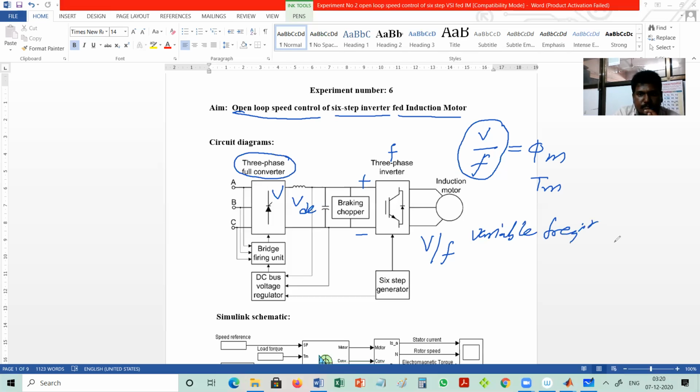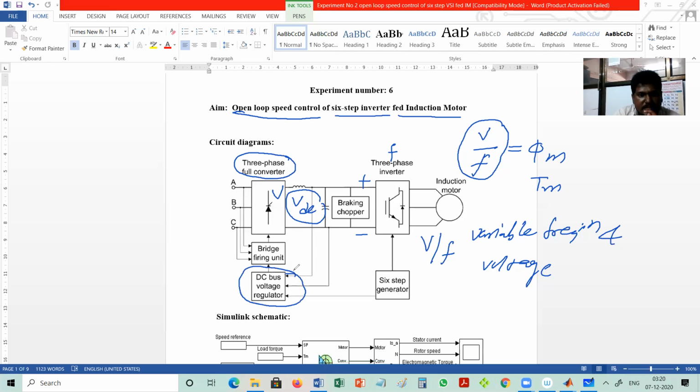So we will get variable frequency and voltage at the output of this inverter. We can say that this inverter is a variable frequency and voltage inverter. I will show how this hardware will be controlled.